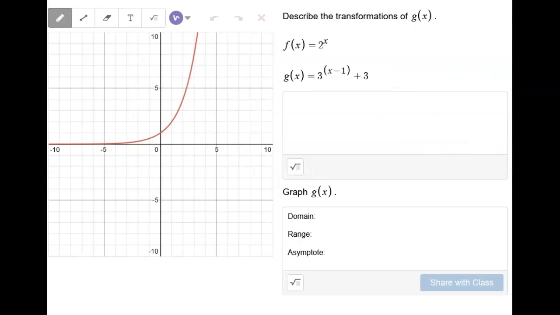Okay, now, we talked about transformations in the previous unit with just regular equations, but those transformations still apply in this chapter. So initially we had 3 to the power of x, but now we have 3 to the power of x minus 1 plus 3. So this is the parent function. This is the parent function of this graph right here.